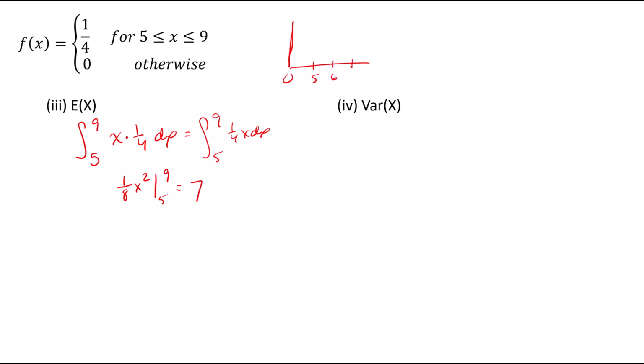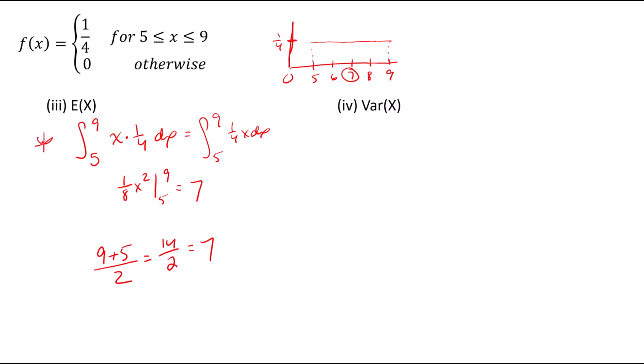5, 6, 7, 8, 9. We're at 1/4 up here. So since this is constant, it would make sense that the mean is at 7, which is the middle value. So we could have actually done 9 plus 5 divided by 2 to find the midpoint because it is constant. And so, of course, 9 plus 5 is 14, divided by 2 is 7.